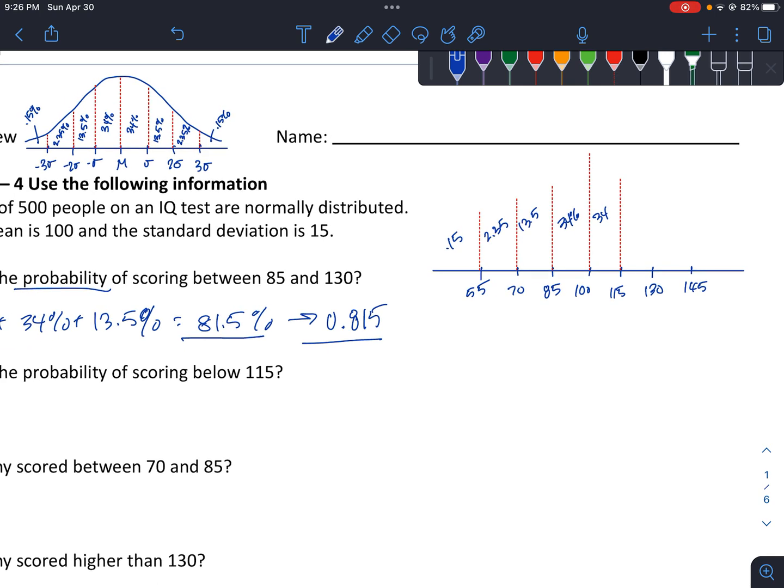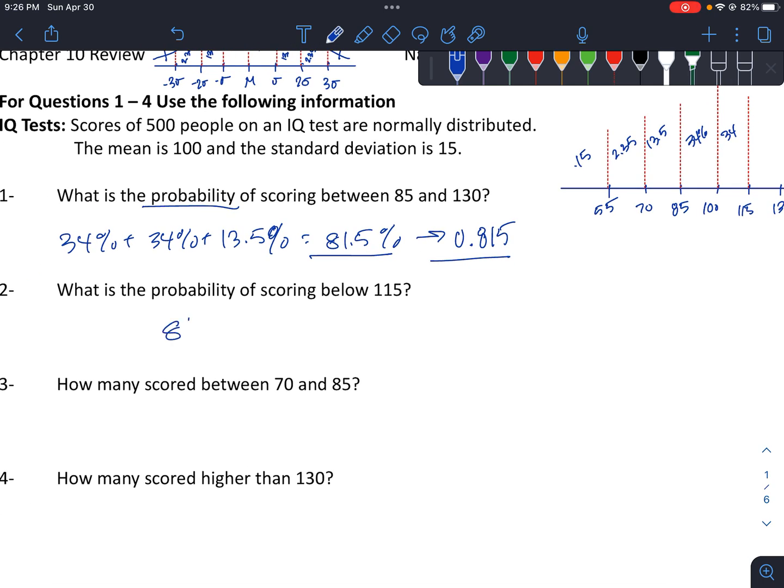Let's go ahead and add it all up. 34 and 34 is 68, plus 13.5, plus 2.35, plus 0.15, and I get 84%. So 84%, or you can say 0.84. Either of those are good.